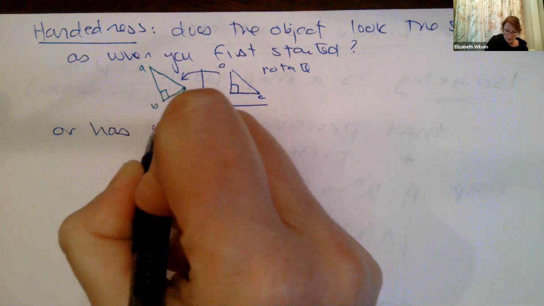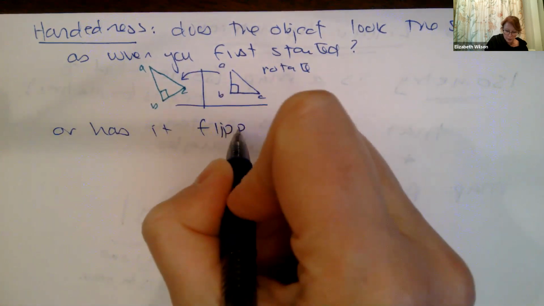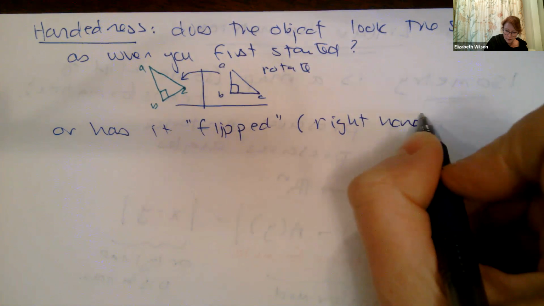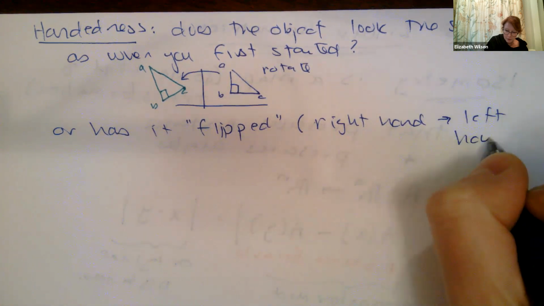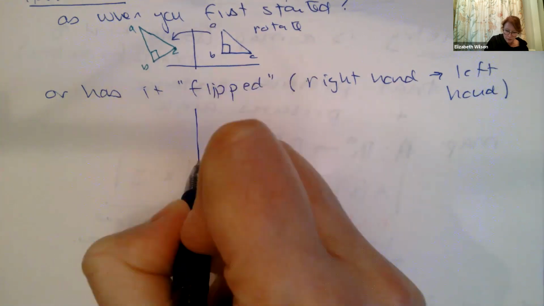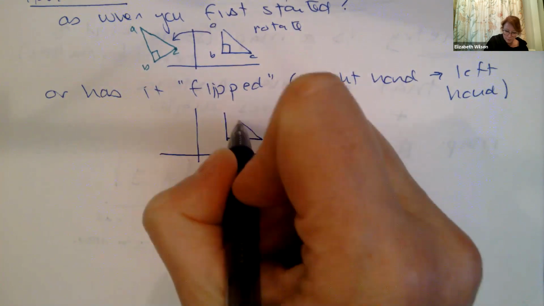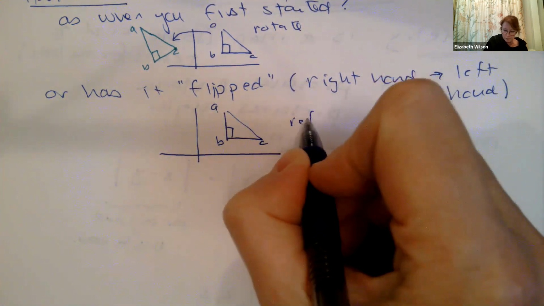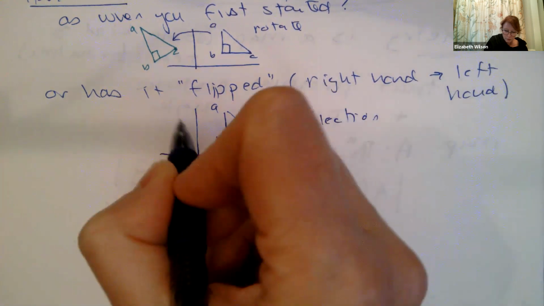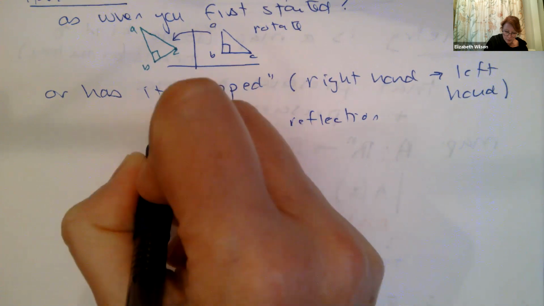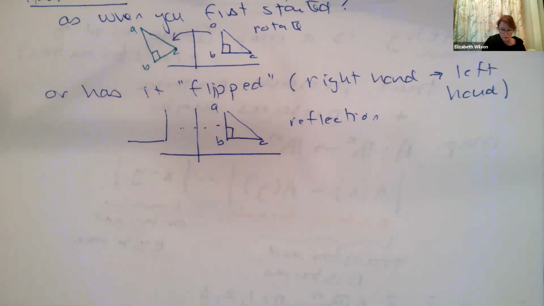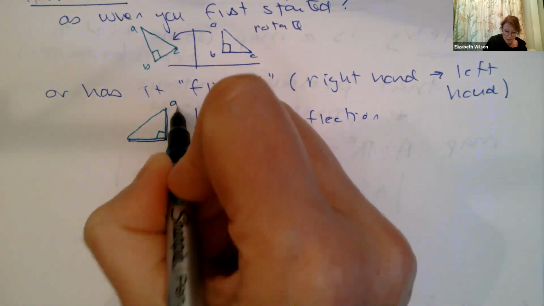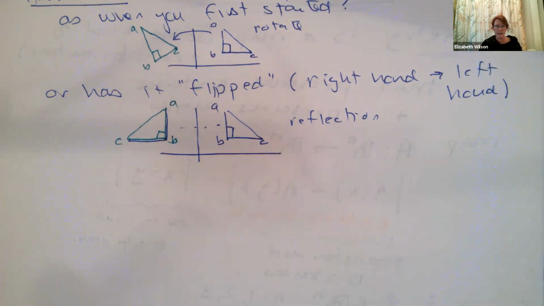Or has it, we can think of it as being flipped. Like you've gone from a right hand to a left hand, right? You can imagine if I have a triangle, A, B, and C, and I do a reflection across this axis here, and I'll draw this in green, this is my new triangle here. This is A, this is C. It looks different. It's changed its handedness, okay?